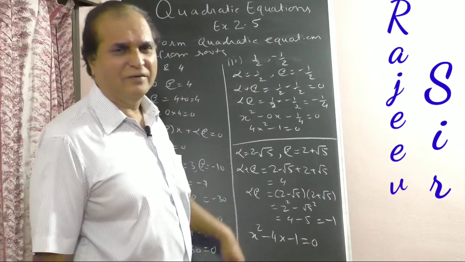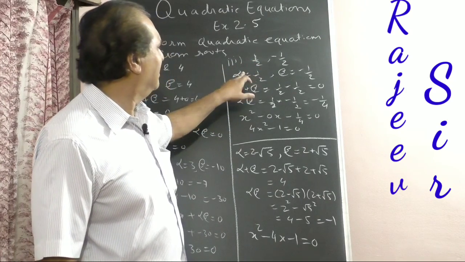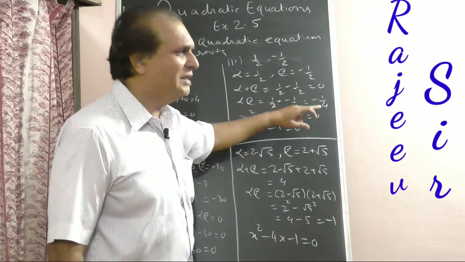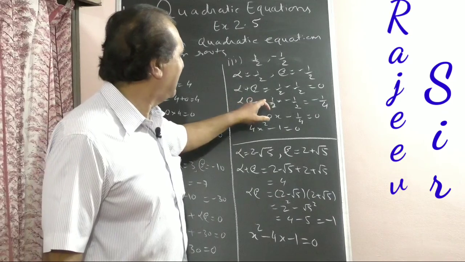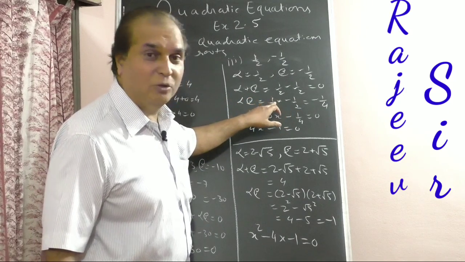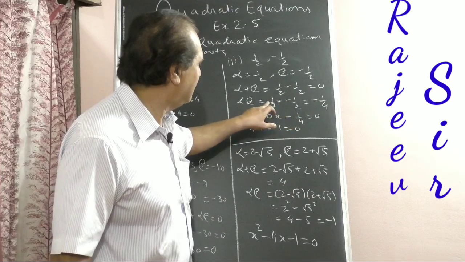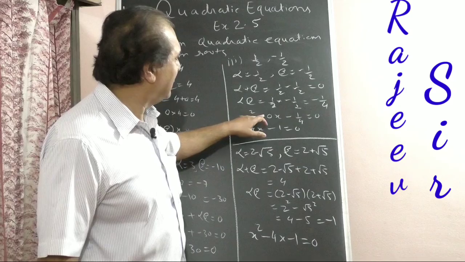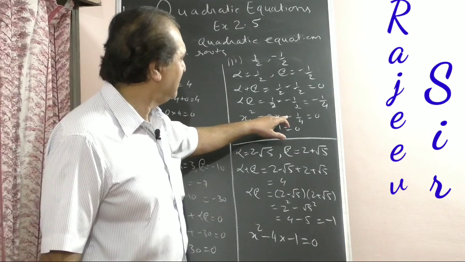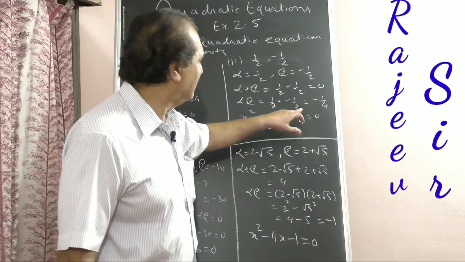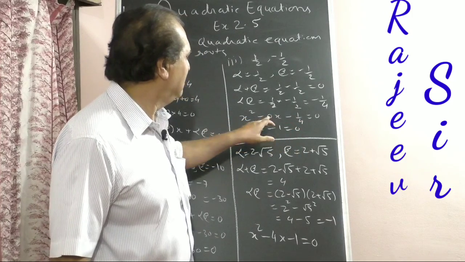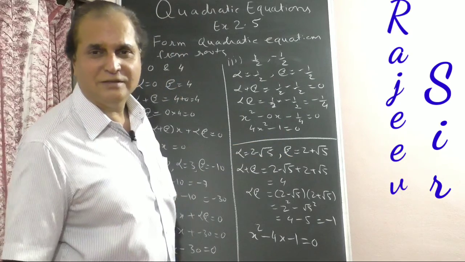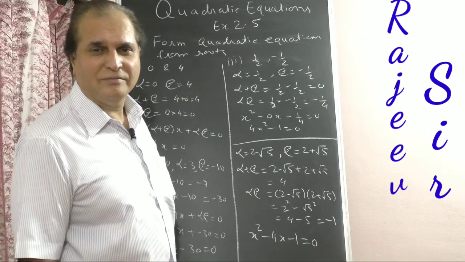Next, half and minus half. This is alpha, this is beta. Alpha is half, beta is minus half. Means alpha plus beta directly 0. Half minus half, 0. Alpha beta is half into minus half. 1 into minus 1 is minus 1, 2 into 2 is 4, minus 1 upon 4. So x square minus (alpha plus beta)x, that is 0x, plus alpha beta, that is minus 1 upon 4, equal to 0. This 0, multiply by 4: 4x square minus 1 equal to 0 is the answer. Understood?